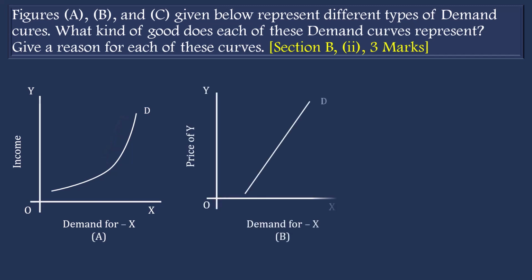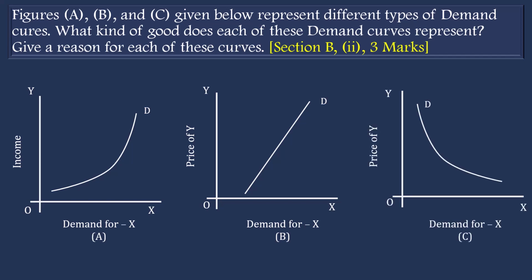Take graph B. In this case, good X is a substitute for good Y. Along the Y-axis, price of good Y is measured. Along the X-axis, quantity demanded of good X is measured. The upward sloping cross demand curve shows that as the price of good Y increases, consumers buy more of good X by substituting it for good Y.